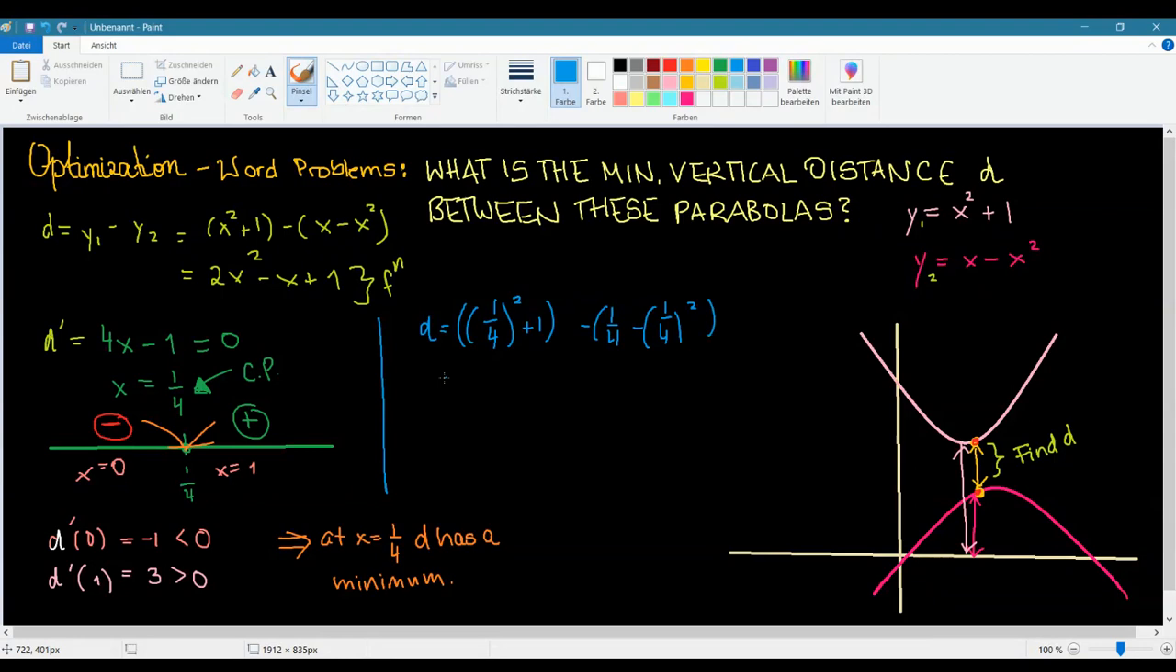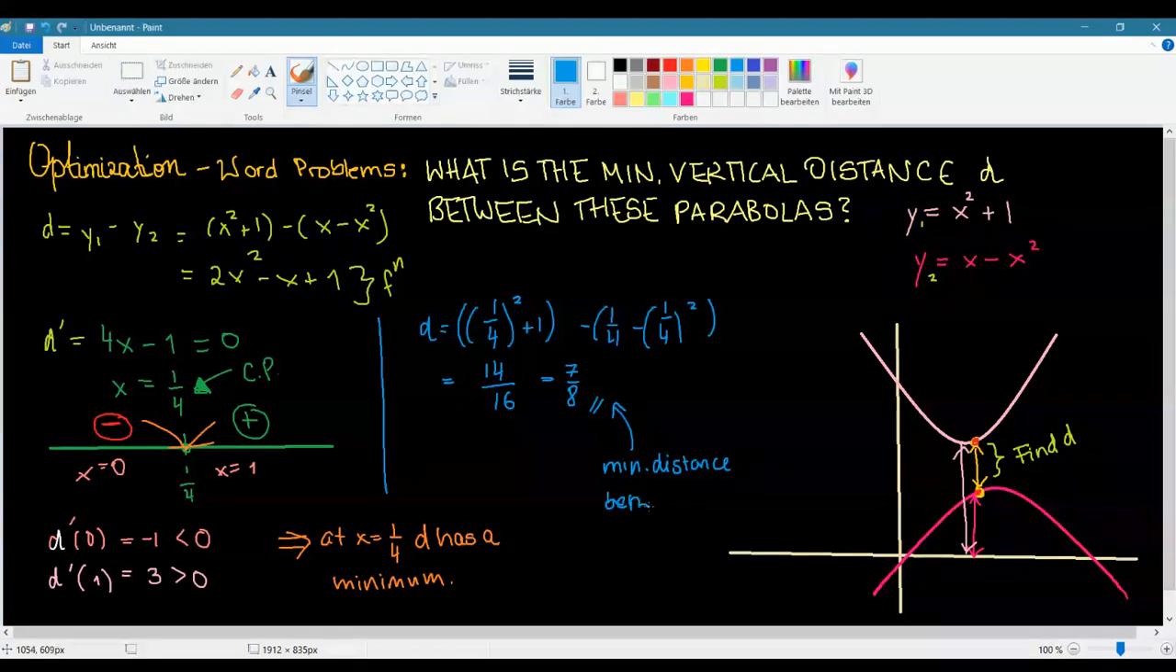And what that's going to come out to is 17/16 minus 4/16 plus 1/16, which is, let me just skip all that and go to the second to last step, 14/16, which is 7/8. And that is the minimum distance between the parabolas. And I'm just going to go ahead and write that down. Minimum distance between y1 and y2. I hope that was helpful.